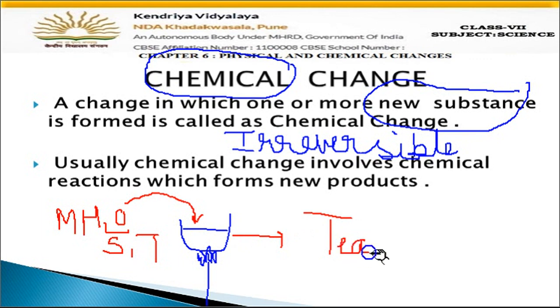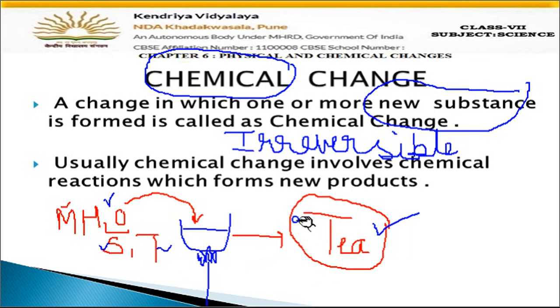So now the tea formed here is a different substance, right? It's a new substance because the properties of milk are different, the properties of water are different, the properties of sugar are different, the properties of tea leaves are different. And the new substance which is produced here, its properties are totally different. Its color will be changed, its taste will be changed, and it's a new substance. It is not like milk, water, sugar or tea leaves. It has some different properties of its own.